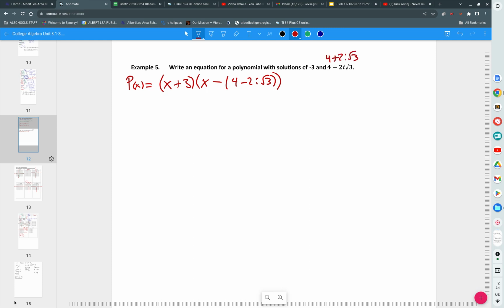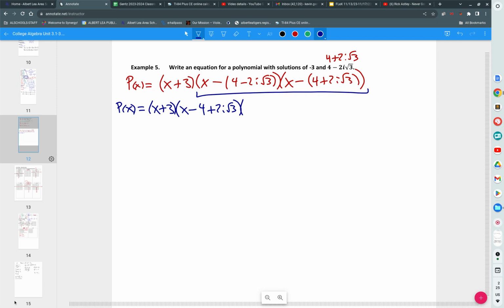Now, people get used to changing this first subtraction sign. We don't do that. It's x minus. It's always x minus. And here it ends up being 4 plus 2i root 3. I'm going to take this grouping right here and distribute the subtraction signs. I get p of x is equal to x plus 3, x minus 4 plus 2i root 3, x minus 4 minus 2i root 3.